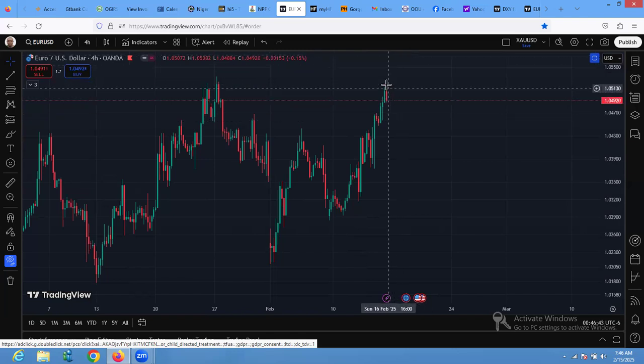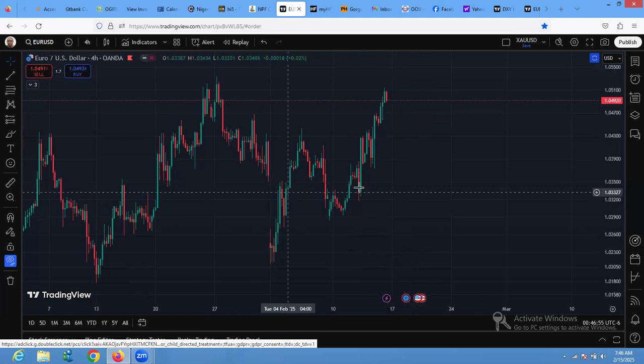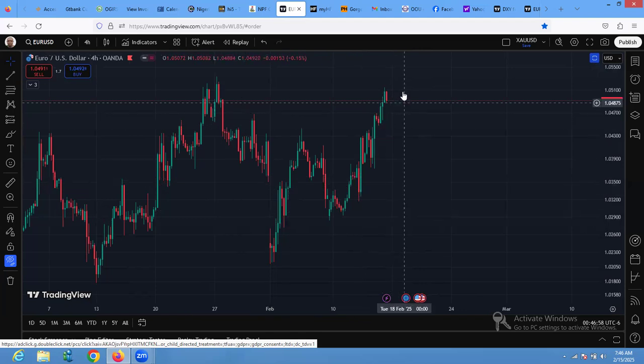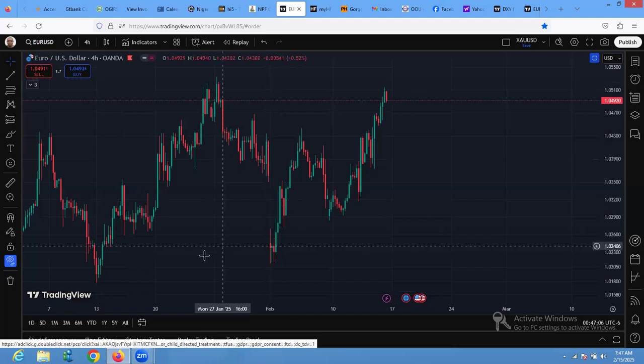So we need to see the formation of the fourth wave of this wave and give us the fifth wave for that ABC correction for a deeper pullback. Then we can load in again. So you don't want to load in more at this level when you are about breaking this top here.